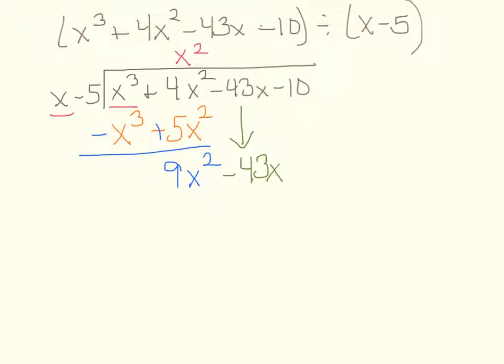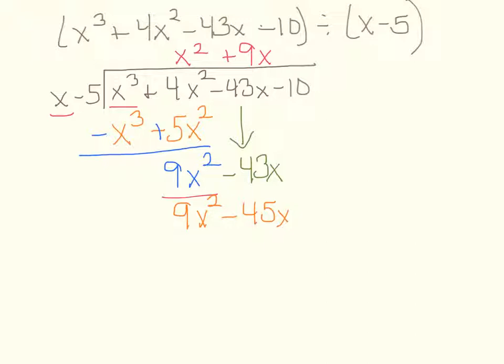We start by dividing again. But now we're dividing 9x squared. So 9x squared divided by x would be plus 9x. After you divide, we multiply. 9x times x is 9x squared. 9x times negative 5 is minus 45x.